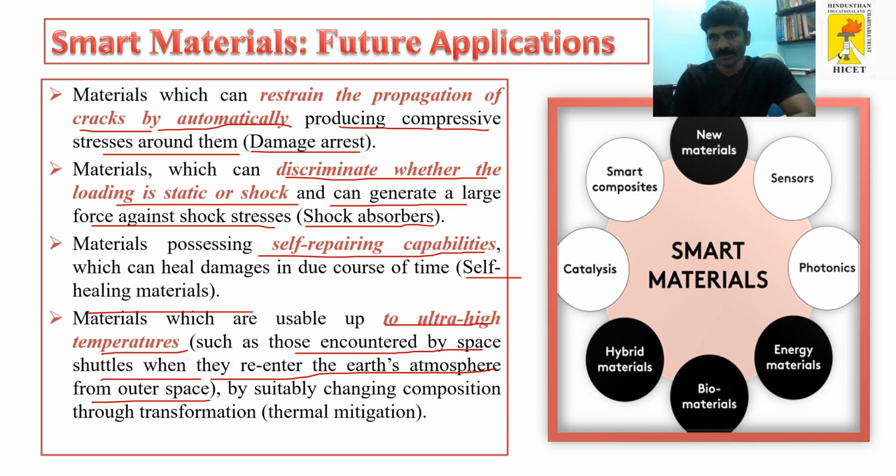And here are some of the smart materials listed here. So new materials, sensors, photonics, biomaterials, hybrid materials, catalysis, smart composites. So these are the materials that can be used as smart materials for different kind of applications.